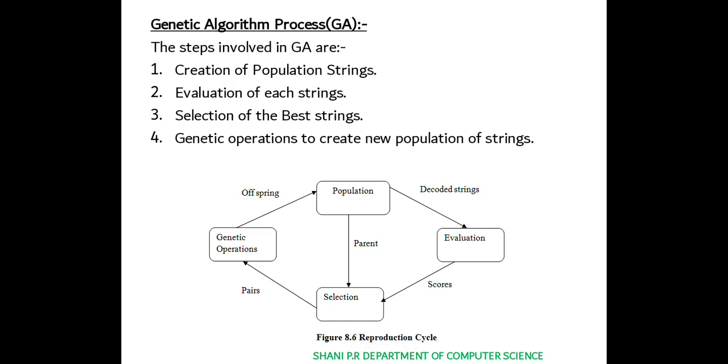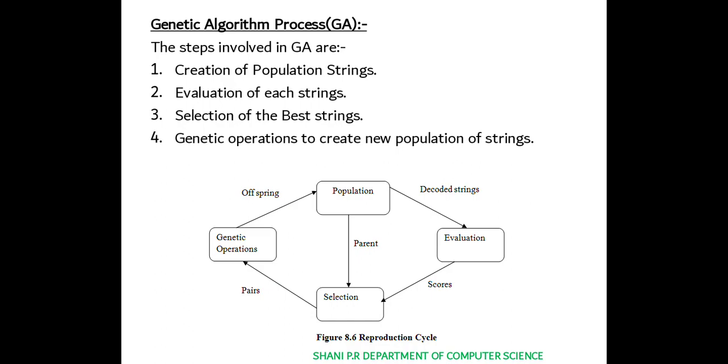Hence this is a process. First it will consider a population, then it evaluates. Once it's evaluated, if it got the result it will directly stop. If it didn't get its result, then it will move into the selection process. From the selection process it will move into the genetic operation, where it has a mutation and a crossover in a genetic operation. So this is a reproduction cycle.